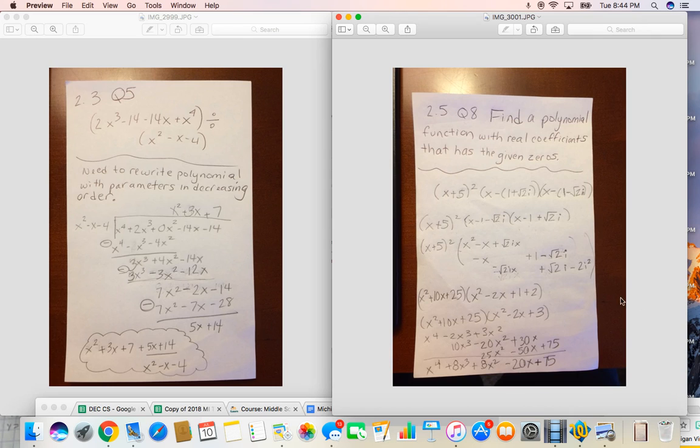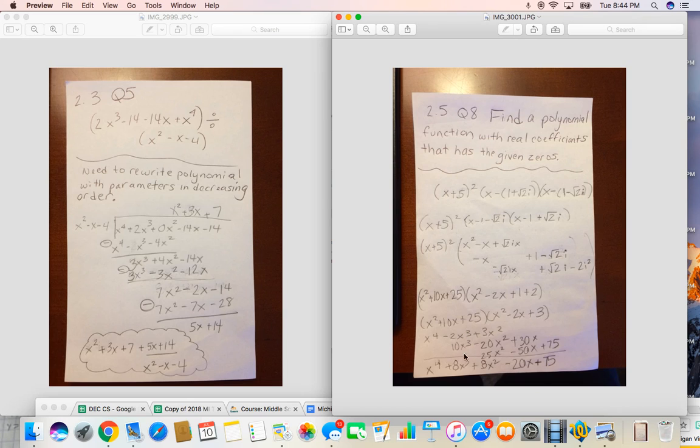Now I've got to do the same thing again. I'm going to take this term and multiply all three. So it gives me x squared minus 2x cubed plus 3x squared. Then I'm going to take this one and multiply all three. So I get 10x cubed minus 20x squared plus 30x. Then I'm going to take this one, 25 x squared. 25 times minus 2x is minus 50x. 25 times 3 is 75.